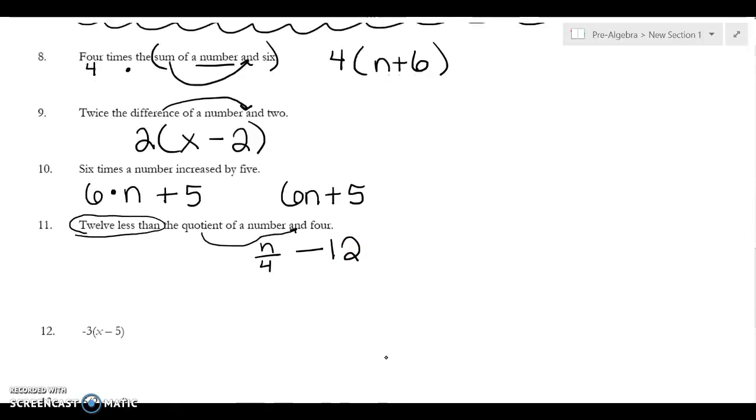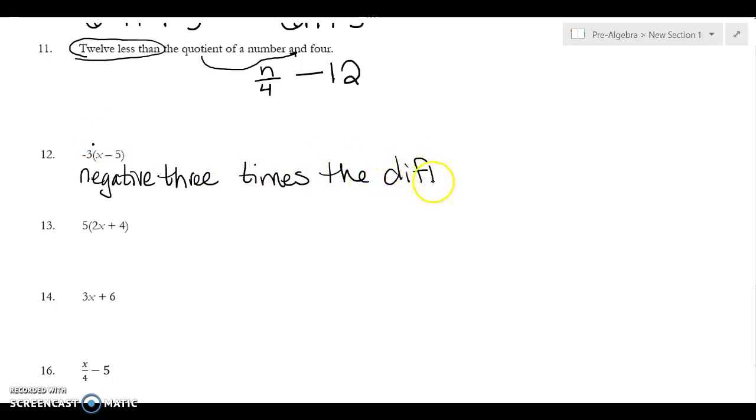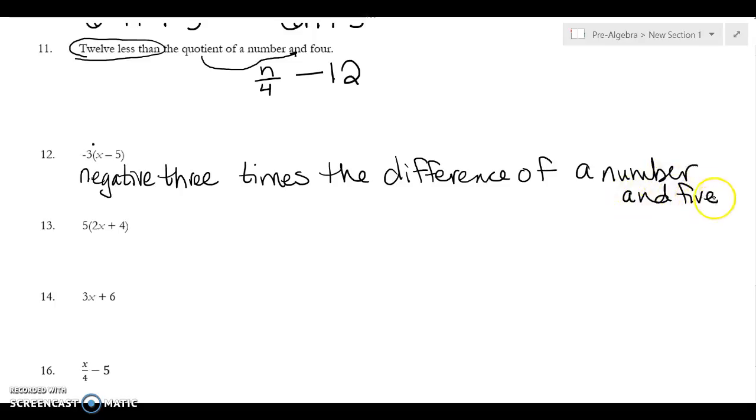All right, now let's try writing them out. When you see parentheses, you have to use sum or difference. And so this one starts with a negative 3. So negative 3. And this is being times. So times, it has parentheses and minus, so it's difference. So negative 3 times the difference of x, which is a number, and 5.